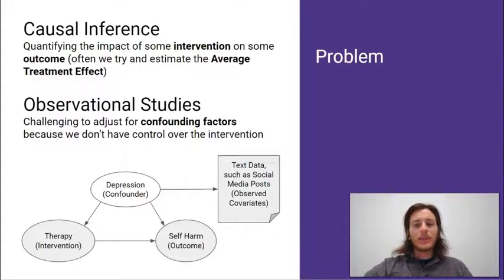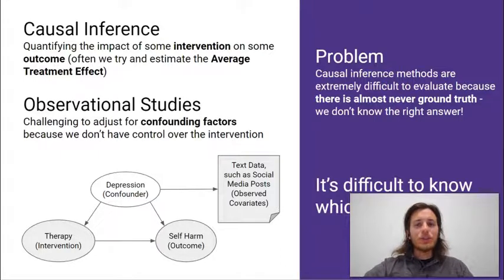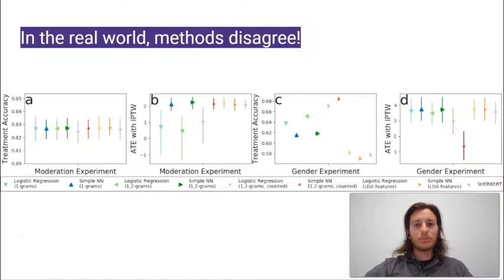But the big problem is that these methods are extremely difficult to evaluate because there's almost never any ground truth. We just don't know the right answer. And as a result, it's difficult to know which method is best for each application. Now, this wouldn't be such a big problem if all of the methods agreed with one another. However, we show that unfortunately this is not the case.